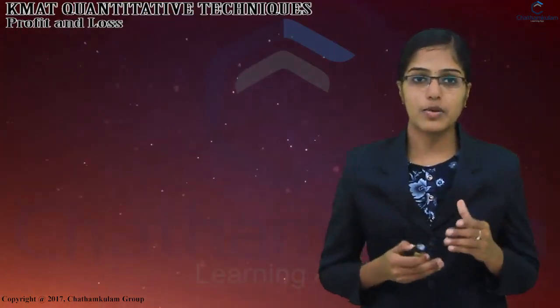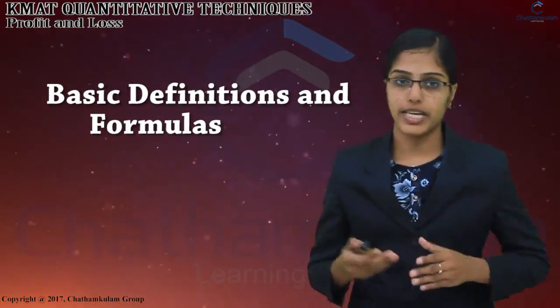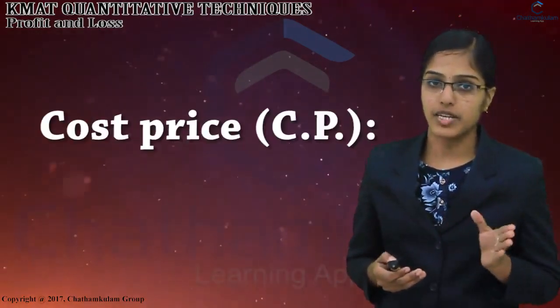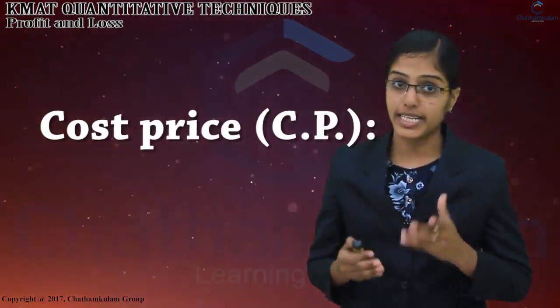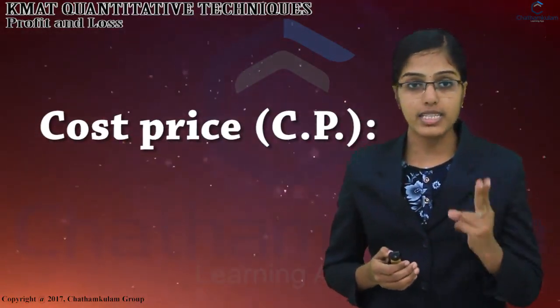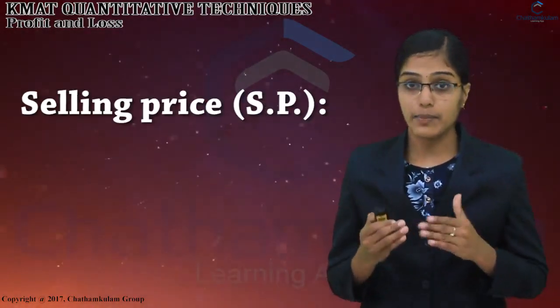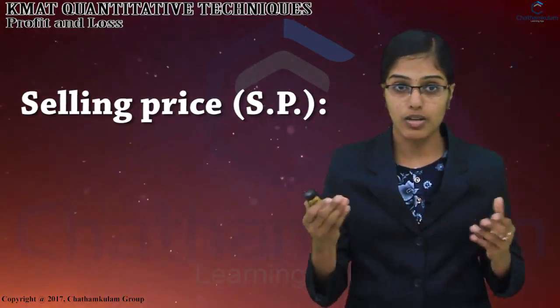Next we have to discuss basic definitions and formulas. First one is cost price. This is the price at which an article is purchased. Next, selling price. This is the price at which an article is sold.